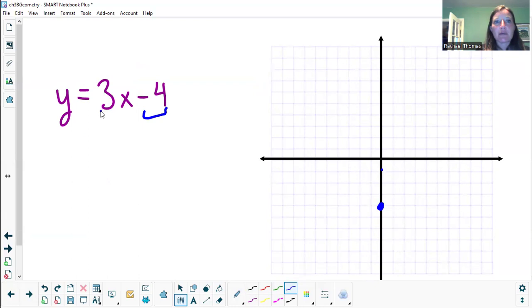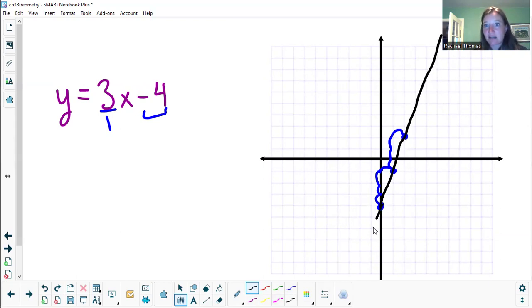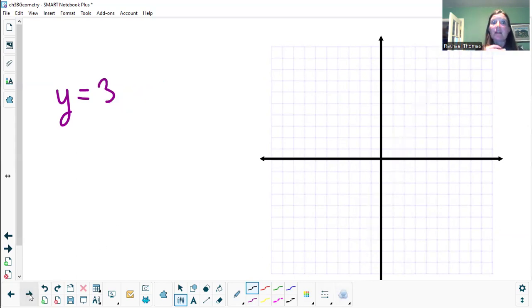No. To make 3 a fraction, I can call it 3 over 1. So I've got my up 3, 1, 2, 3, and to the right 1. And there's my line. Very steep. The higher that fraction is, the steeper the line will be. The closer that fraction is to 0, the flatter the line will be. Speaking of things with flat or very, very steep lines.